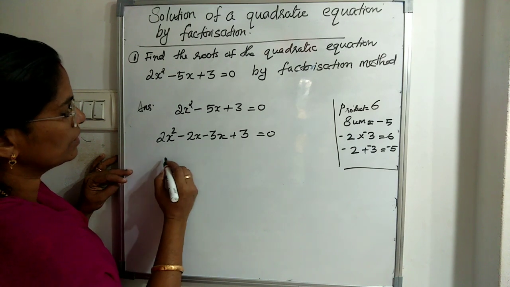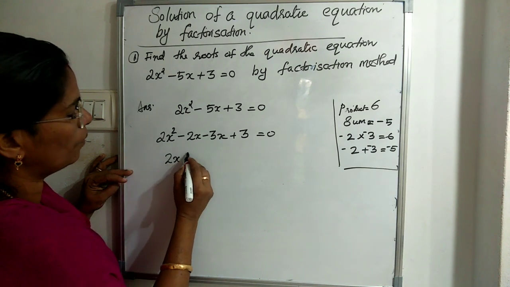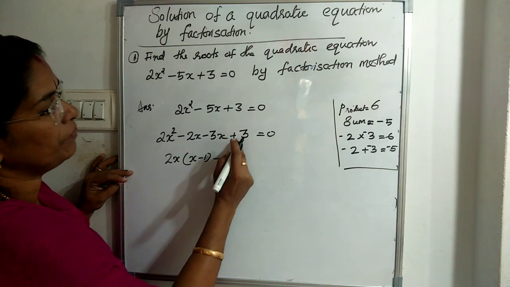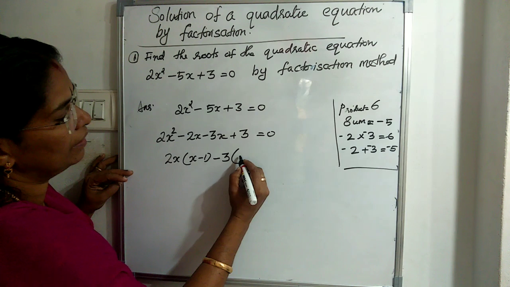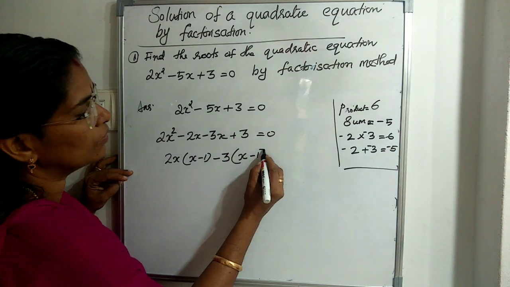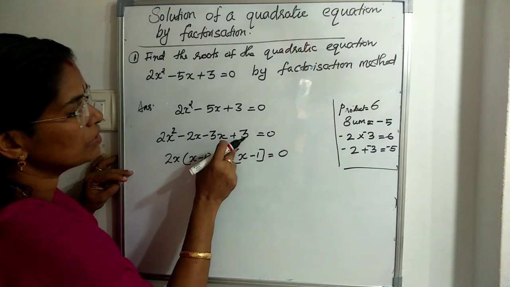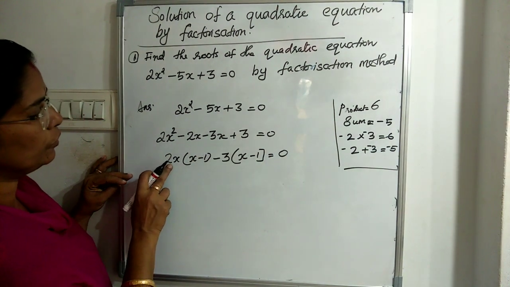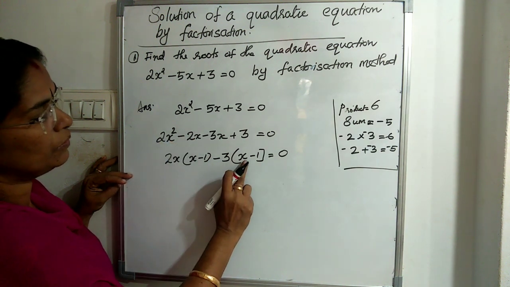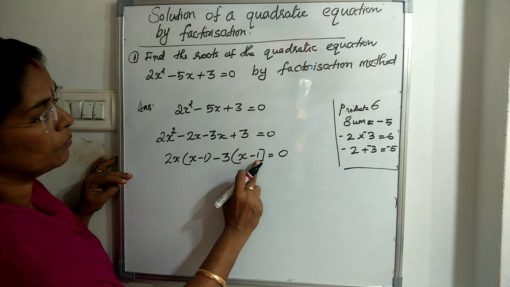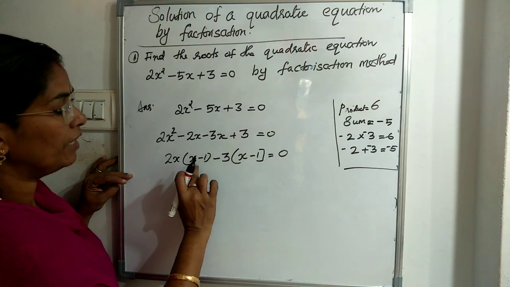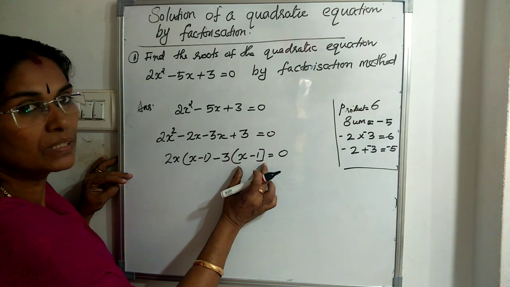Now from the first two terms we are taking 2x common, then the balance here is x and here it is minus 1. From here we are taking minus 3 common, then x minus 1 remains, and after multiplication it becomes plus 3. Now check: 2x into x is 2x square, 2x into minus 1 is minus 2x, minus 3 into x is minus 3x, minus 3 into minus 1 is plus 3. Okay, it is correct. Always inside the bracket the same terms are coming.